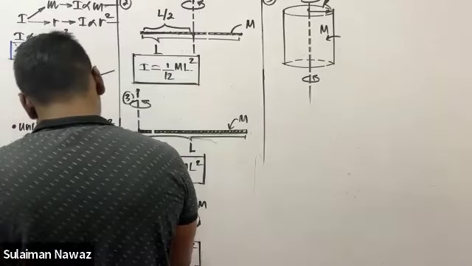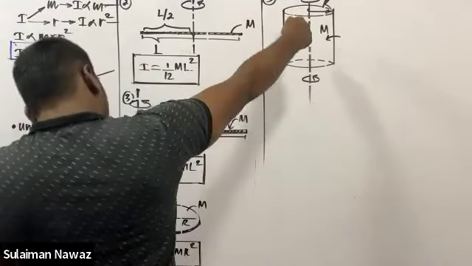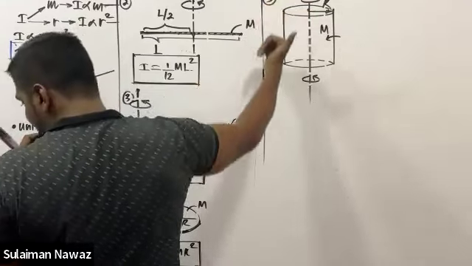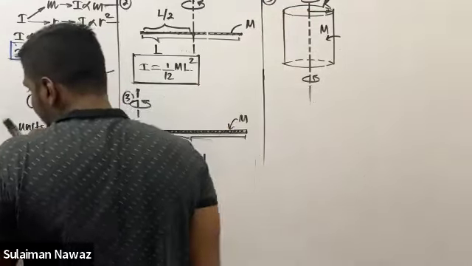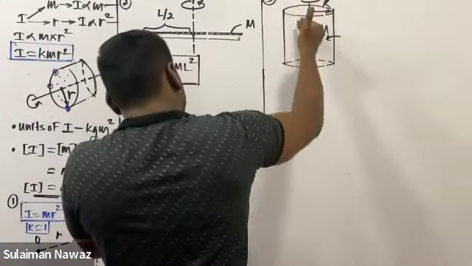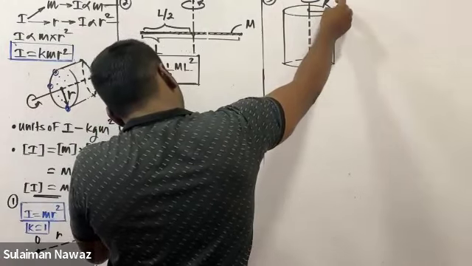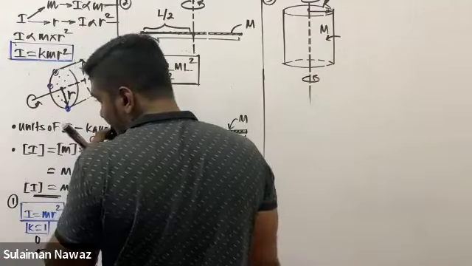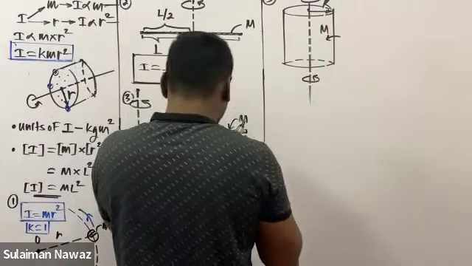Same as the disk, the moment of inertia of a solid cylinder of radius capital R. It doesn't matter what the length is. It doesn't matter about the length of the cylinder. It only depends on the radius, from the axis to the last mass particle. So then 1 over 2 MR squared. I equals half MR squared.